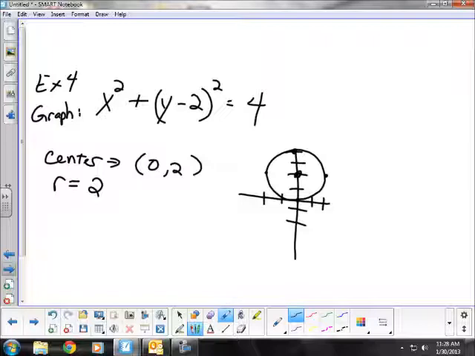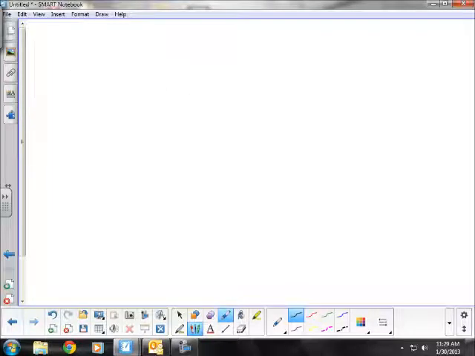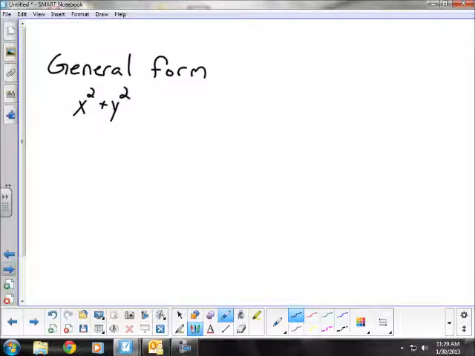Any questions about how to use the standard form of the equation of a circle to draw its graph? Now, you do not always get the equation of the circle in standard form. Just doesn't happen, unfortunately. Sometimes we get the equation in what we call the general form. The general form is x squared plus y squared plus some number times x plus some number times y plus a number equals 0. Okay?